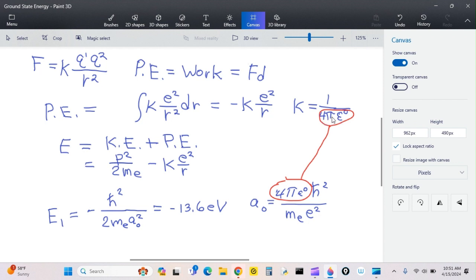This 4 pi comes from the fact that this is... anyway, let's get to that later. I don't have a good way of explaining that makes sense right now. So let's just go ahead and leave that constant the way it is.